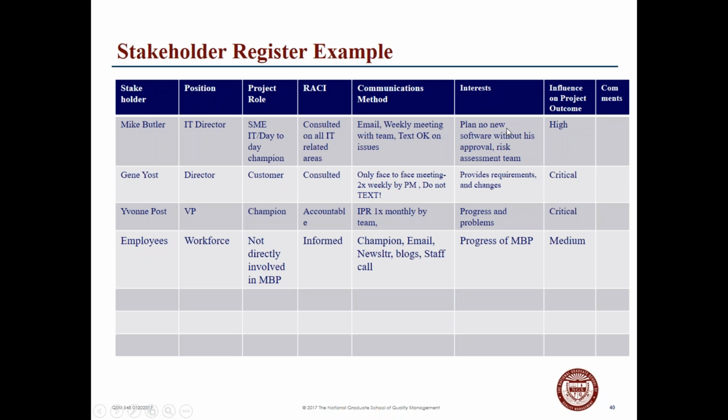Interest, you don't plan any new software work without Mike's involvement. Again, the customer is giving you the requirements. The champion is monitoring progress and helping solve problems. And the employees want to hear about the progress of your project, especially if it's going to impact them. Again, where is the influence of the project outcome?